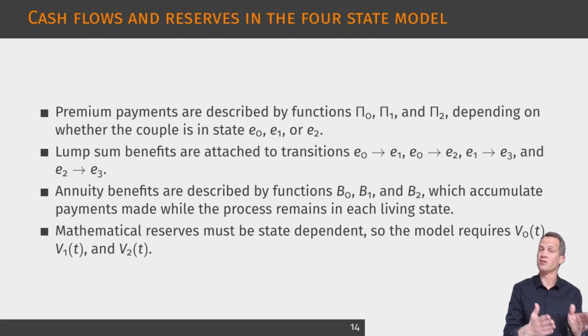The reserve calculation is also state dependent. If both spouses are alive at time t, the reserve must include all possible future paths. If the wife is already a widow, only the future transition from E1 to E3 remains relevant. If the husband is a widower, the analogous reserve applies in state E2. This explains why the model requires 3 reserves rather than a single reserve function.